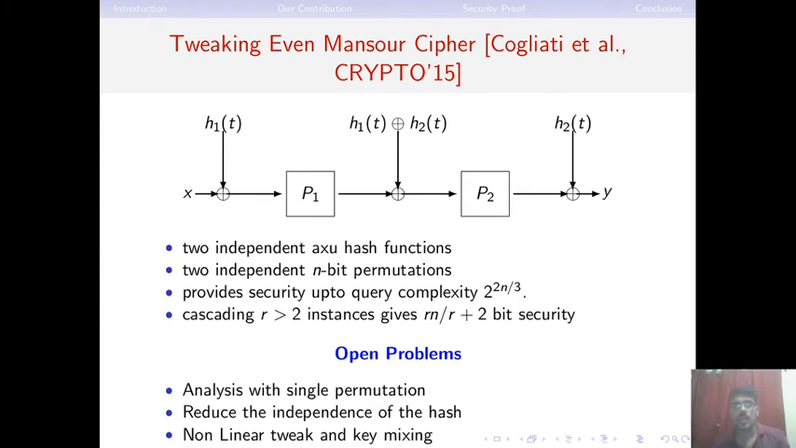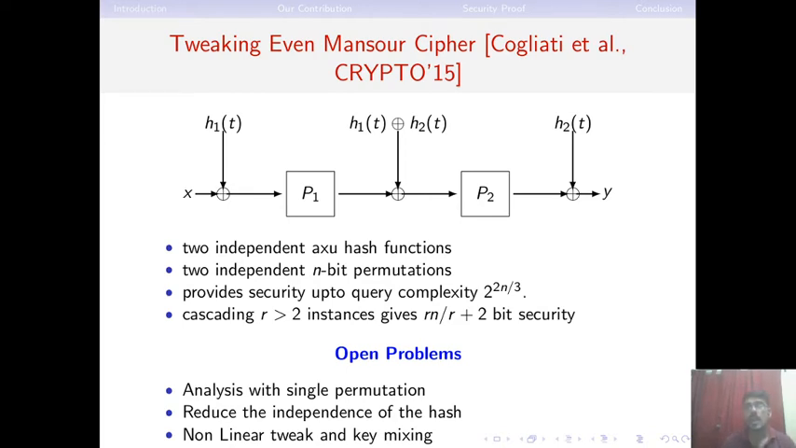Then Cogliati et al. in Crypto 2015 came up with a construction which they call the Tweaking Even-Mansour cipher, in which they used a two-round iterated Even-Mansour cipher, but this time a hash function is used to process the tweak T. The hash value of the tweak T is masked to the input x to generate the input for the first permutation call, and then the output is again masked with h1(T) or h2(T), where h1 and h2 are two independent hash functions. The resulting state becomes the input of the second permutation call, and finally the output of the second permutation call is masked with h2(T) to generate the ciphertext y. Here the assumptions are that P1 and P2 are two independent random permutations, and h1 and h2 are two independent hash functions.